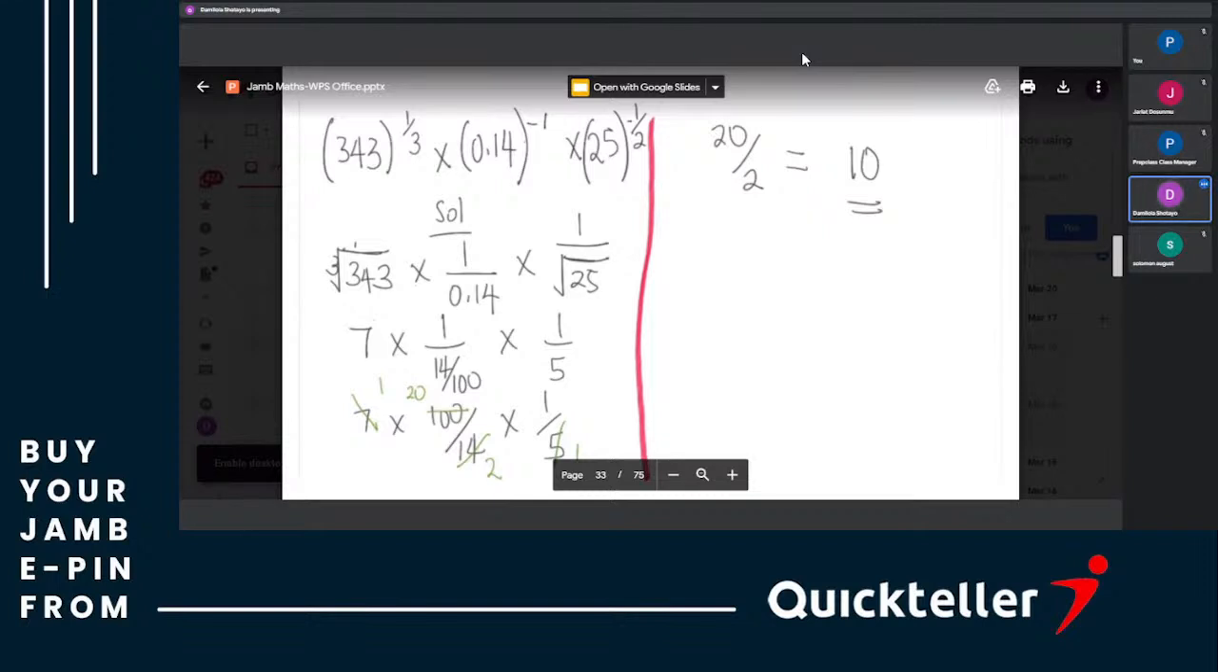But that 2 on top will now become the power. That will become 7 raised to power 2, and 7 raised to power 2 will give you 49 here, not 7. So what I'm saying is that if you have a fraction as your power, the number below the fraction will become the root, while the number on top of the fraction will become the power. I hope that's clear. If you have a negative value, it will become 1 over. And if you have a fractional value, the number below the fraction will become the root, and the number on top will become the power. And that is the way we did it.